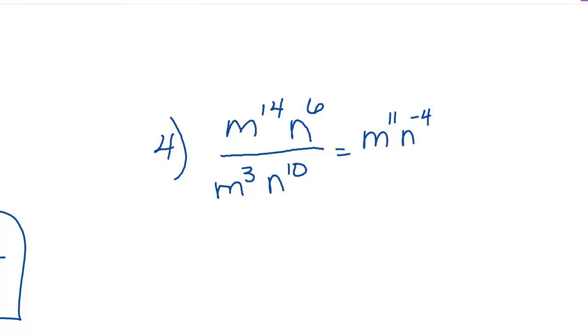So we got a negative answer here, so that means we need to move our base of n to below the fraction bar. So technically these are on top, and we have to move that n to below. We do not move m because m has a positive exponent. So m to the power of 11 stays on top.